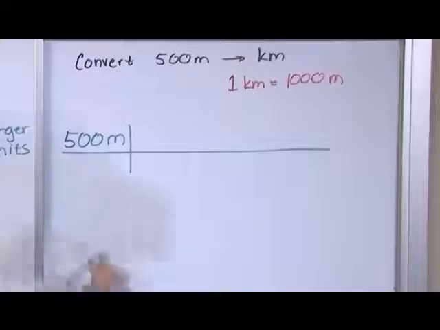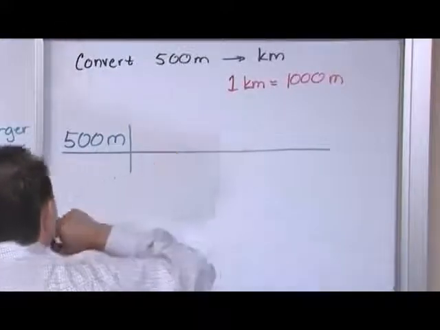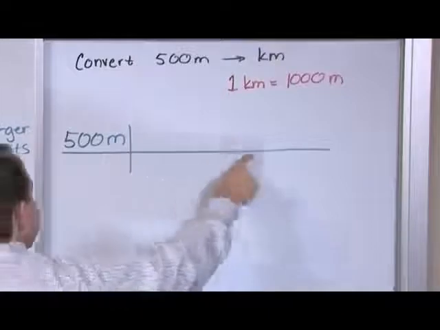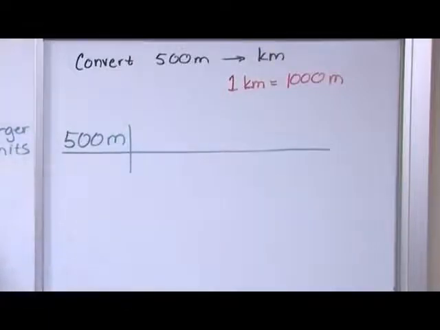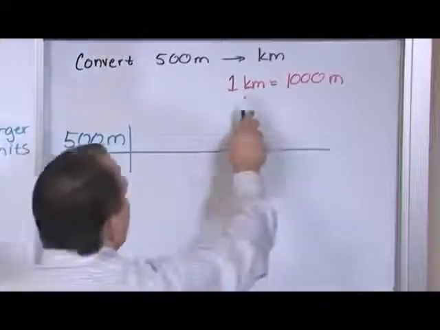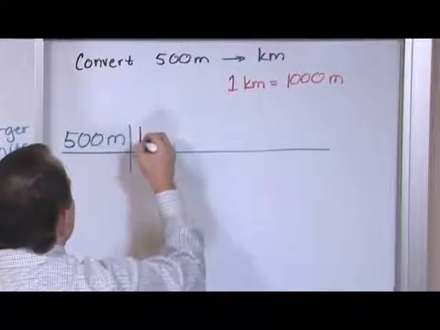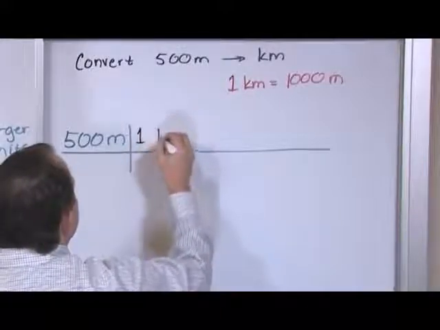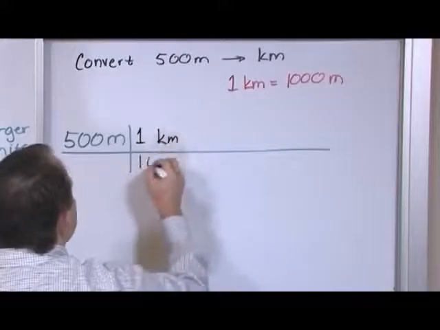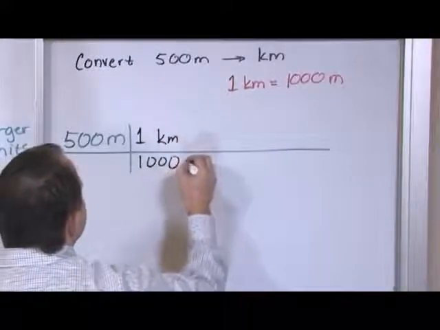The next thing you want to do is write your conversion factor that you have right here. This is sort of like a fraction bar, a giant fraction bar. We'll talk about that here in a minute. Now, what we know is that 1 kilometer is equal to 1,000 meters. So what we want to do is write it like this. 1 kilometer is equal to 1,000 meters.